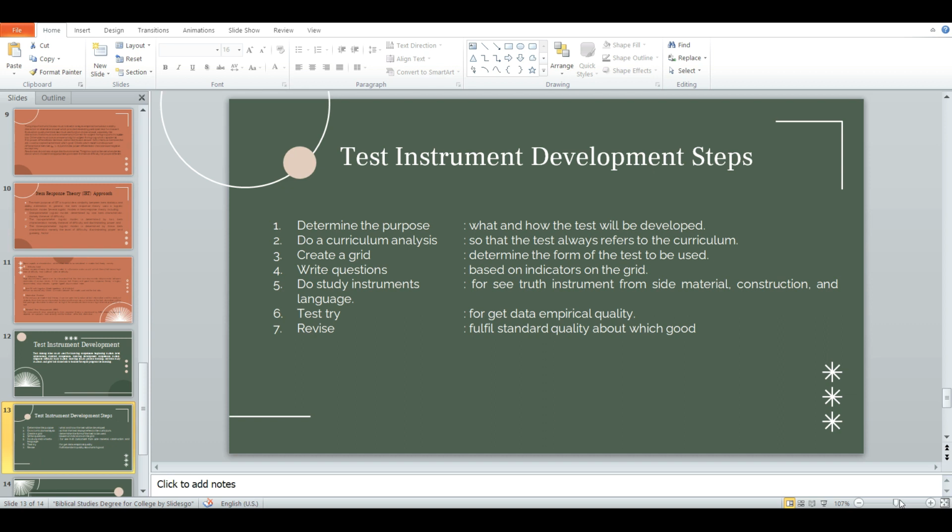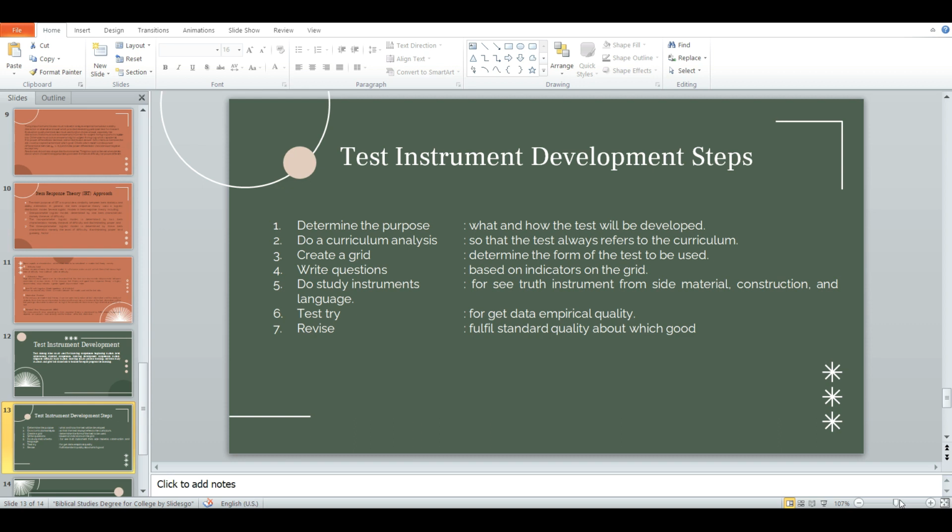The first step is determine the purpose. It's about what and how the test will be developed. The first step in developing a test instrument is to set the objectives. This goal is important to set before the test is developed because what and how the test will be developed depends on what purpose the test is used for. In terms of objectives, there are 4 kinds of tests that are widely used in educational institutions, namely placement tests, diagnostic tests, formative tests, and summative tests.